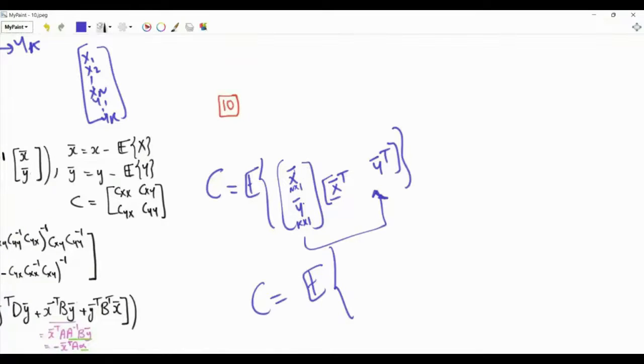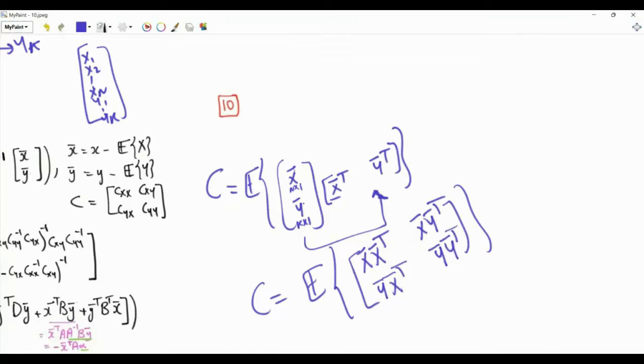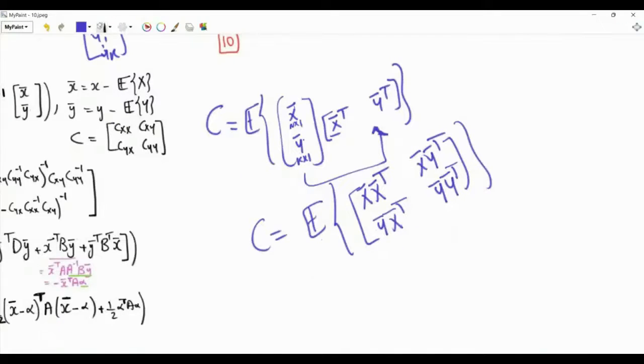So if we do the multiplication blockwise, then we are computing the expectation here. We have x bar transpose, x bar y bar transpose, y bar x bar transpose, y bar transpose. If we apply expectation, which means that we apply it element-wise, then our matrix C, this n by n block, will be the expectation of x bar x bar transpose. Don't forget that x bar is x minus the mean vector. So this will be CXX.